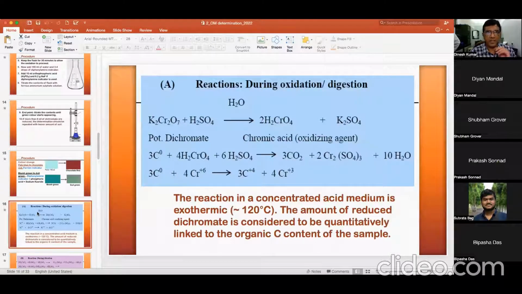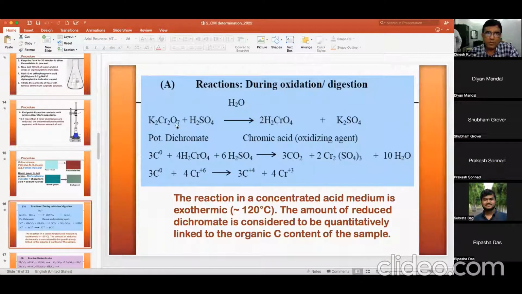Now we discuss the reactions. What happens? As you know, 10 ml potassium dichromate was added, and 20 ml, yes, not 10 ml sulfuric acid. So 20 ml sulfuric acid was there and 10 ml potassium dichromate. Why have we added sulfuric acid? Because it can produce chromic acid, and chromic acid is the oxidizing agent.